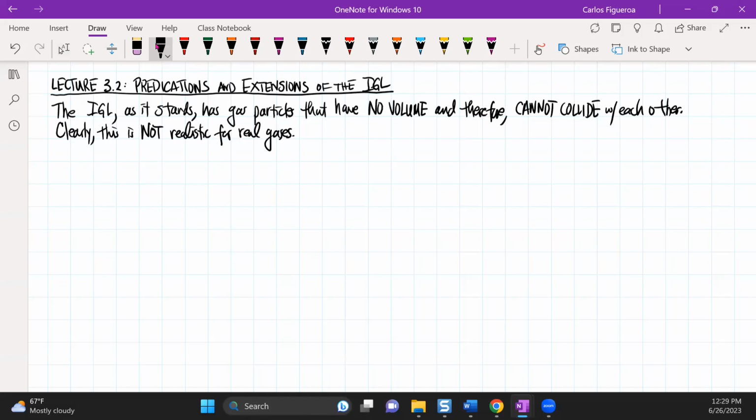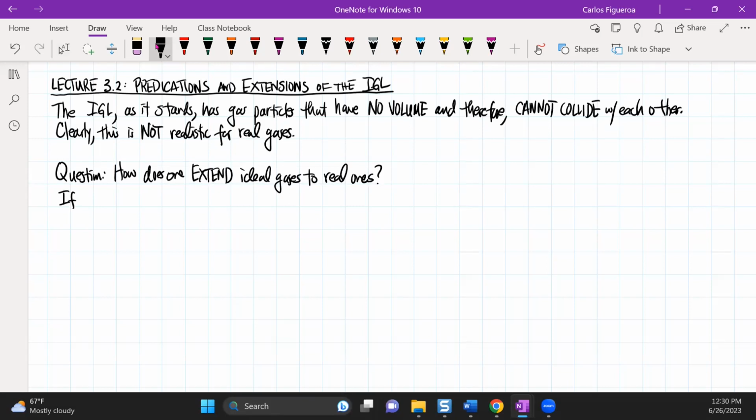So here we go. We start with the question that says, how does one extend ideal gases to real ones? Real gases clearly have a volume, and they do collide. So here's what we have to do then.